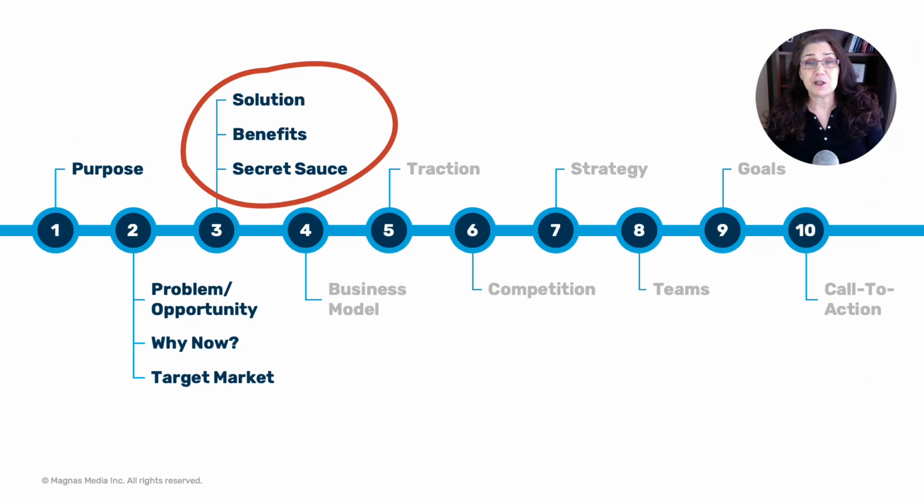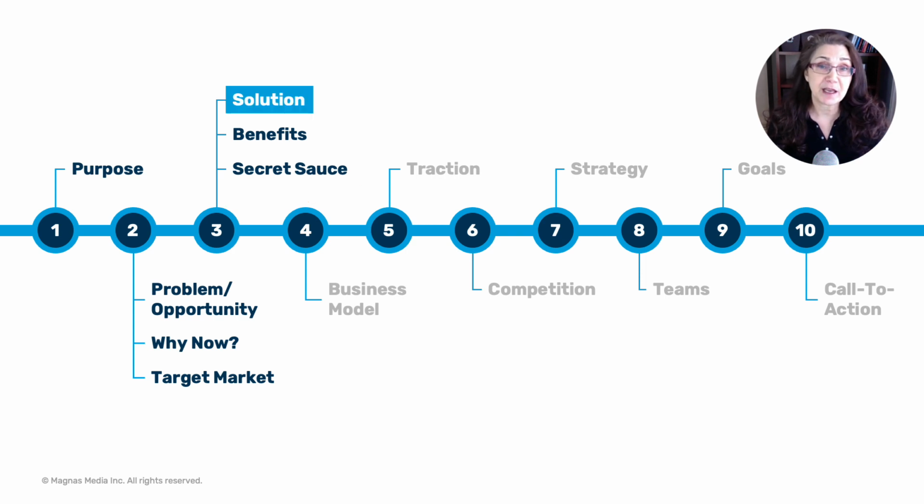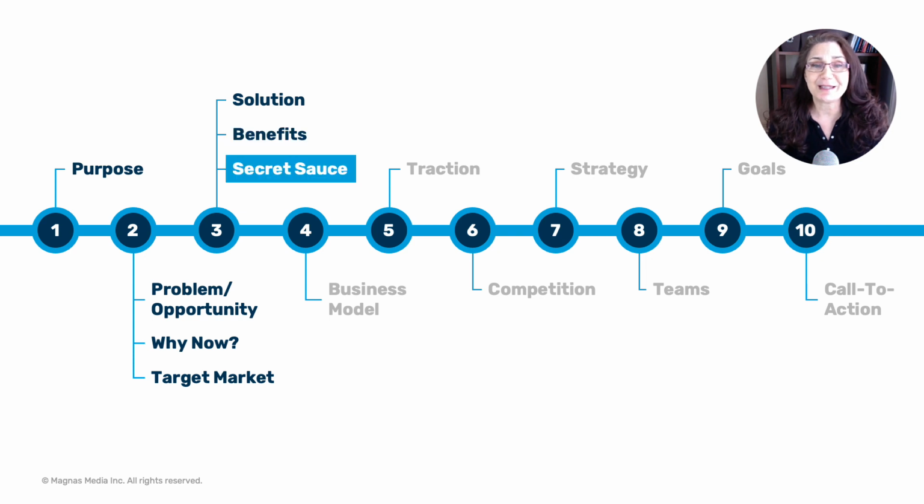Now, when we look at the storyboard timeline, you're going to notice that I grouped 3 sections under one. That's because your solution storyboard will generally have 3 components. The first one is your solution. What is your general solution? The second is the benefits. What are the benefits of your solutions? And the third is your secret sauce. Is there anything unique or special about your solution?